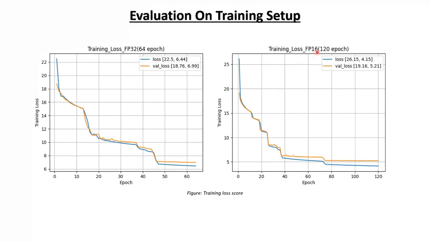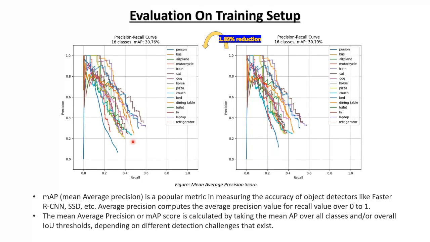The same thing happened for the 16-bit model. It follows the same trends, and it was still reducing after 64 epochs, and after 120 epochs for the 16-bit model. So I can say that the model is still underfitted. If I could have trained it for more time, I could have gained more accurate results.